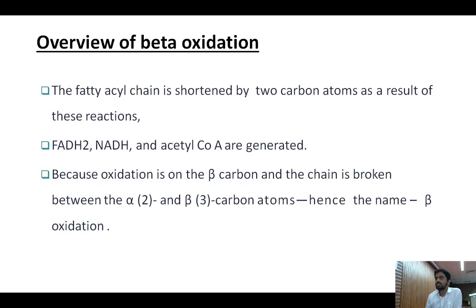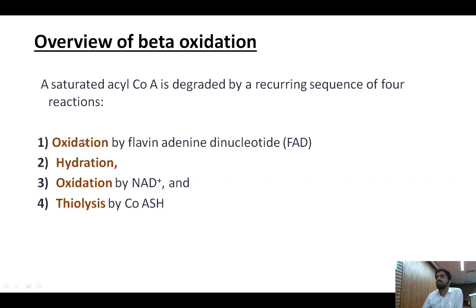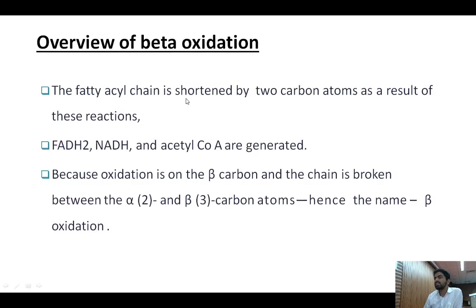We'll see the reactions. The fatty acyl chain is shortened by 2 carbon atoms as a result of these reactions. So these 4 reactions will lead to release of acetyl coenzyme A, leading to the shortening of the fatty acyl chain by 2 carbons. Okay. So FAD and NAD are used. What will it form? FADH2 will form, NADH will form, and acetyl coenzyme A will form at the end of thiolysis.